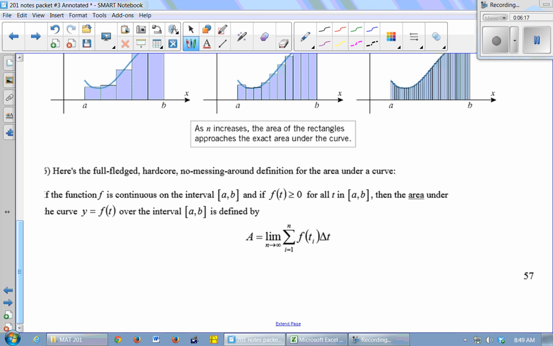Okay. If the function is continuous on the interval a to b and positive, meaning always above the x-axis, then the area under the curve y equals f of t over the interval from a to b is the limit as n goes to infinity of the right-hand Riemann sum. Also the left-hand Riemann sum or the midpoint Riemann sum, but we just stick with one. We'll just pick the right-hand one to work with all the time. Does that make sense? Okay.